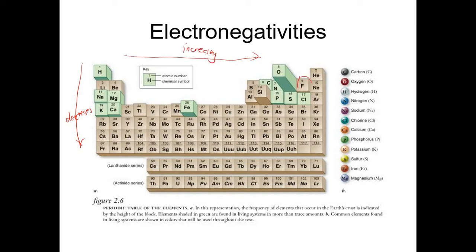Which means that we expect fluorine to have the highest electronegativity, right? So if you notice, these are the important atoms. The green ones are the important elements in organic chemistry. So you have carbon, nitrogen, oxygen, and hydrogen especially. So as you go to the right, you have increasing electronegativities. Okay?